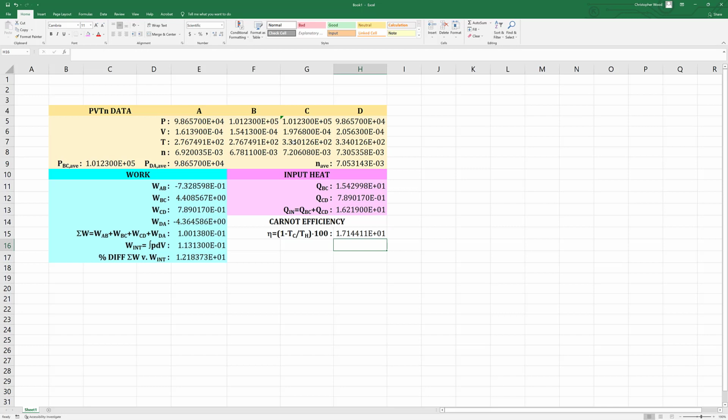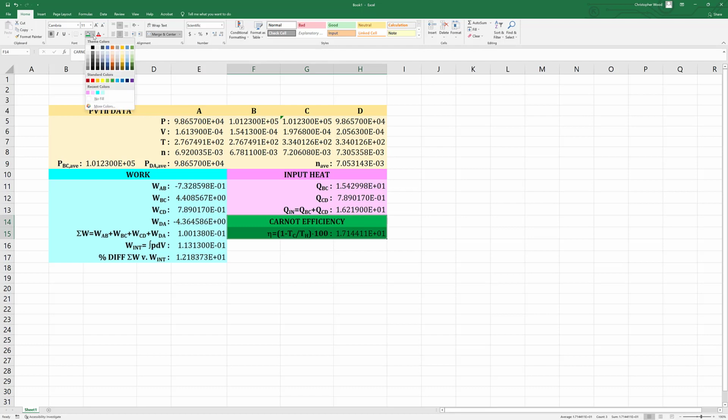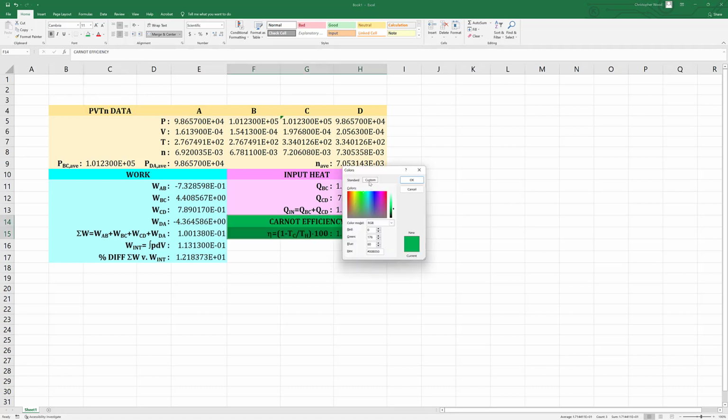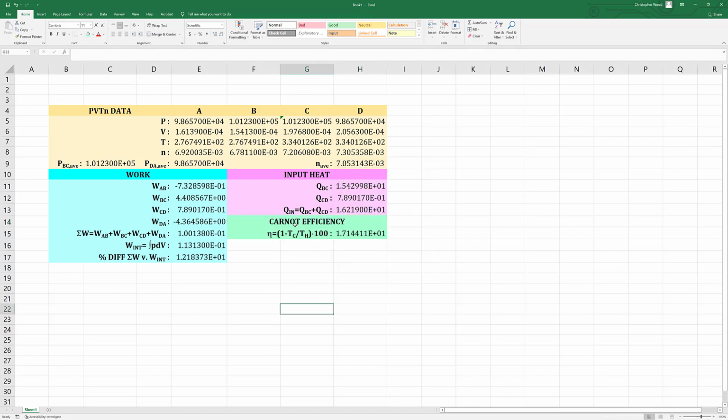We should all have 1.714411 E plus 01. This means our Carnot efficiency is about 17%. Let's color code this section. Highlight these cells. Choose a color. I'm feeling green. There's green. That's too dark, so I'm going to go into the palette and lighten that up a bit. But I will make the header darker.